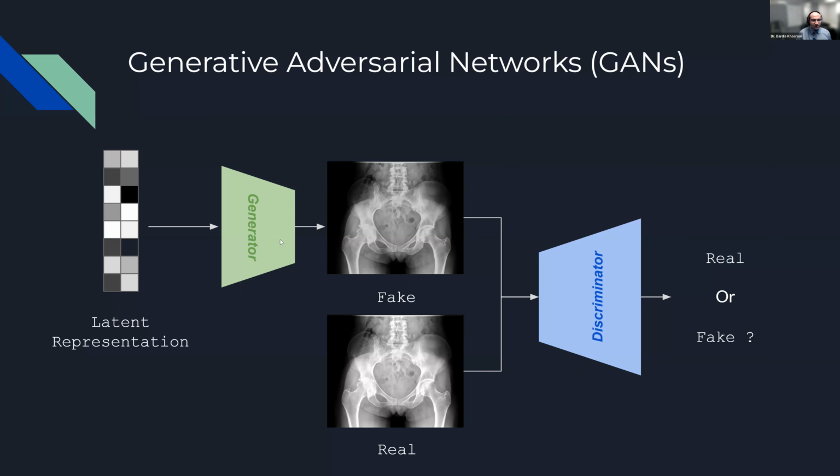So the generator, which we will use for image generation at later stages, will not see the real images. It's only relying on the feedback from this second model to be trained.